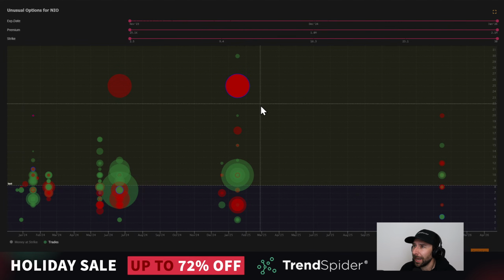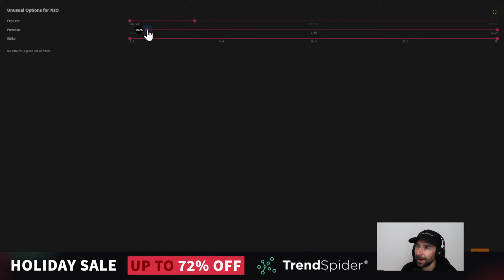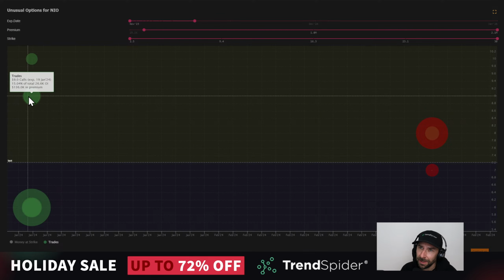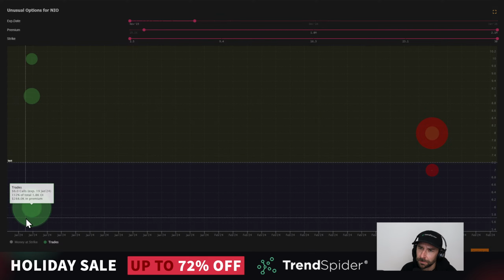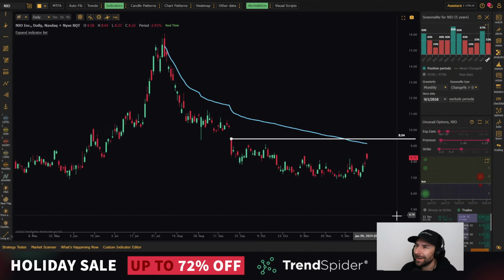We could look at unusual options. I always like to filter these out. This is going, right now, to January 2026. No need to look out that far, in my opinion. So maybe we'll look just to like April of next year. Let's filter out some of the small stuff. All right, let's filter out maybe to 100 grand. Near term, everything's calls. Nothing really huge here. Nothing really to see there on unusual options.